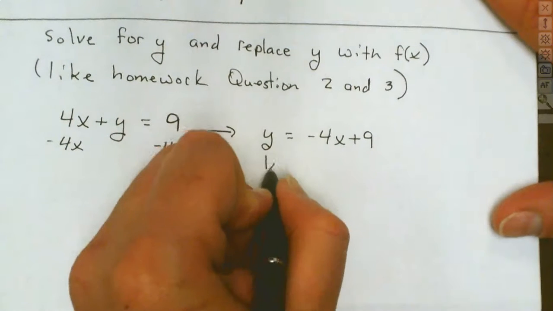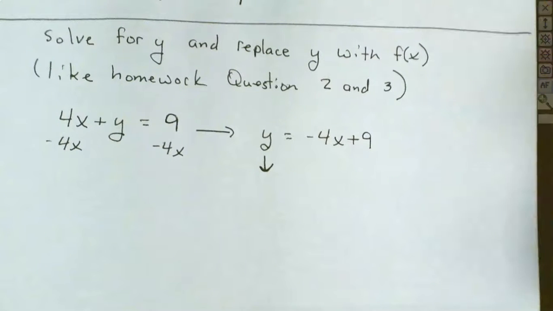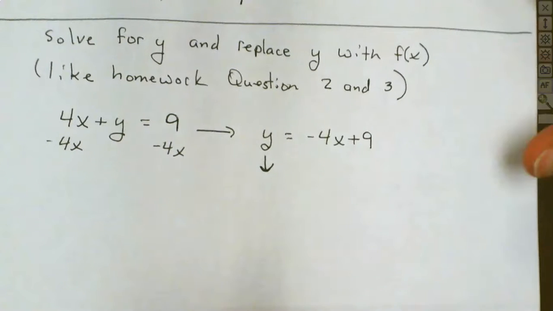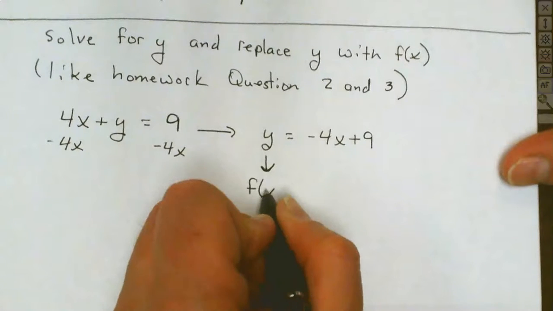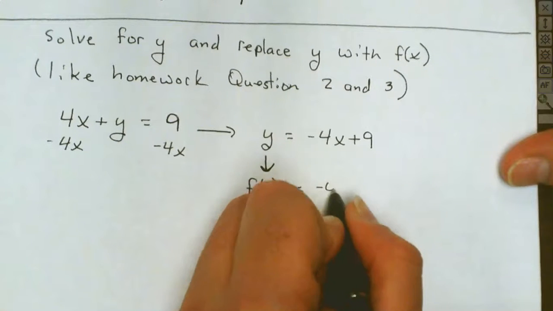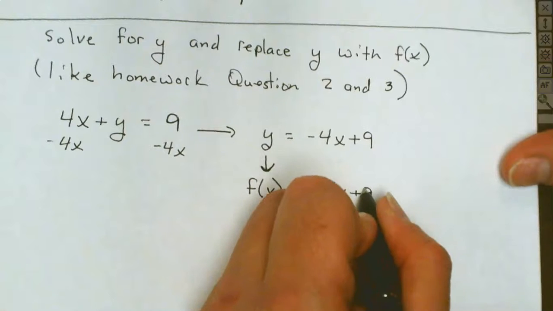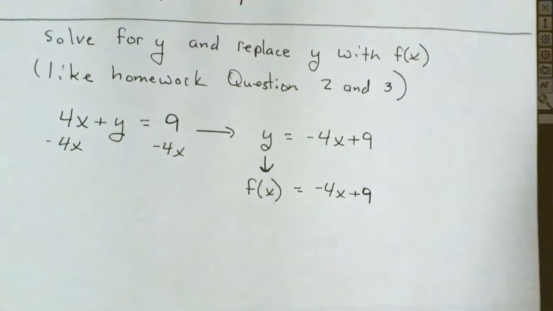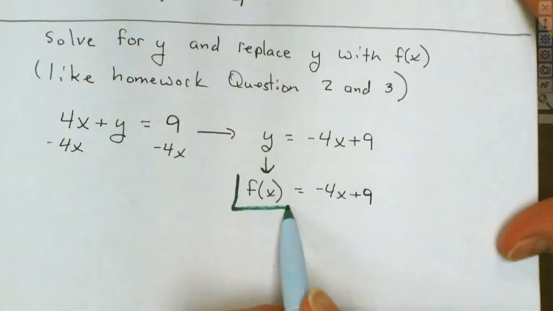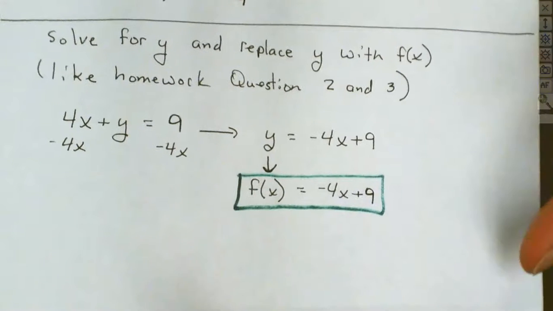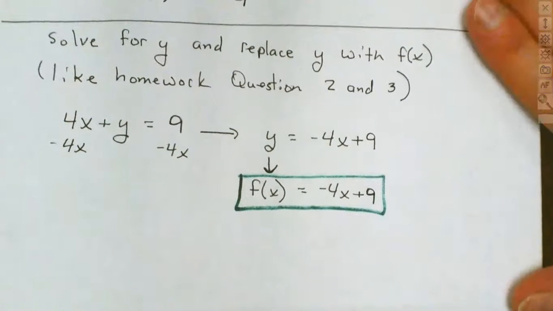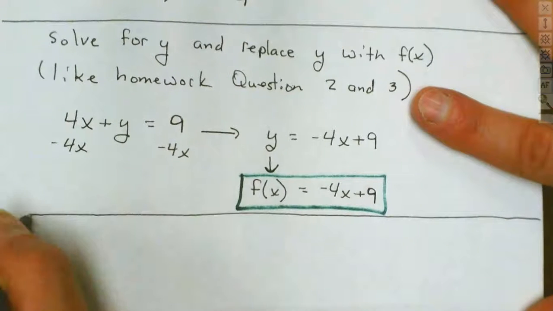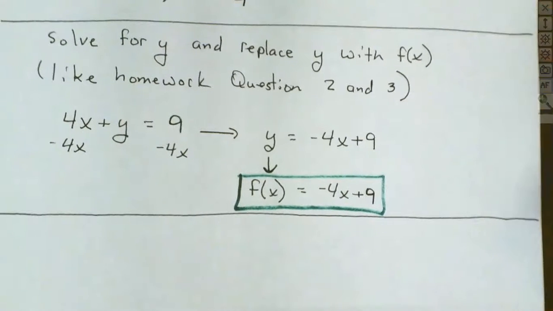The only new step that we need to do is once we have solved it for y, we can replace y with that function notation f of x. So we solved it for y, and then we just simply replace that y with f of x, and that's it. That's all you need to do for those two questions. We'll look at one more of these just to make sure we have this concept down. Then we'll graph. And then at the very end, we'll plug in values, or variables in.